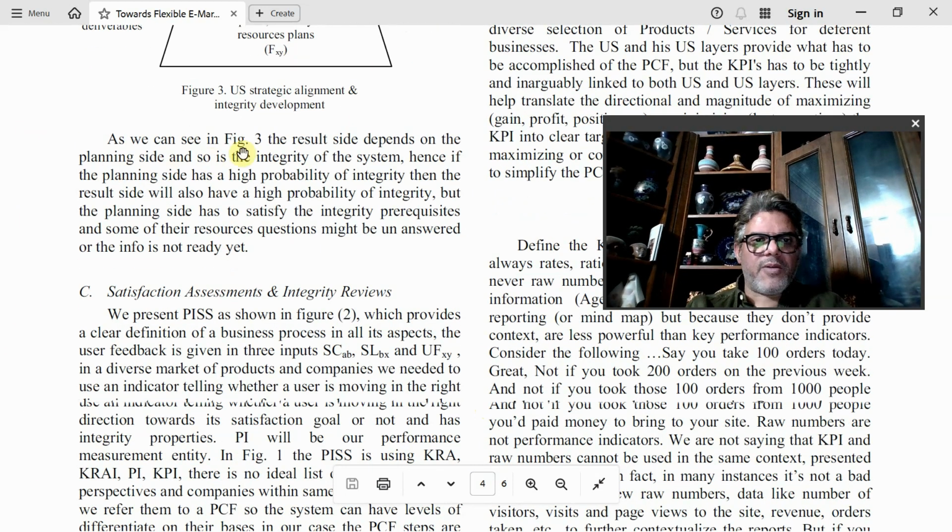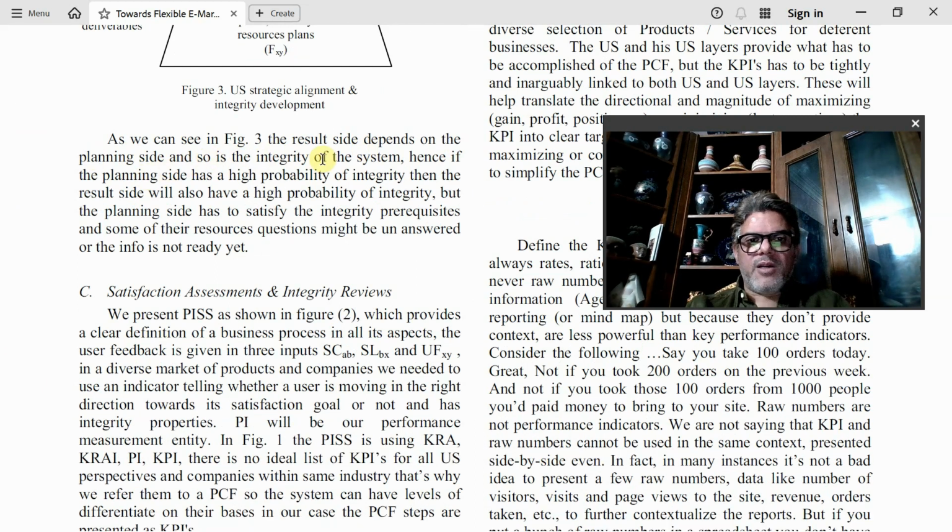We can see in figure 3 the result side depends on the planning side. So, if the planning side has a high probability of integrity, then the result side will also have a high probability of integrity. But the planning side has to satisfy the integrity prerequisites of some of their resources; questions might be unanswered or the info is not ready yet.